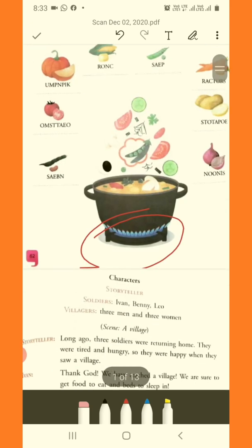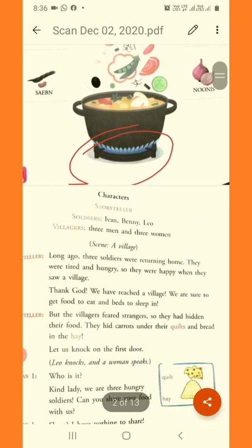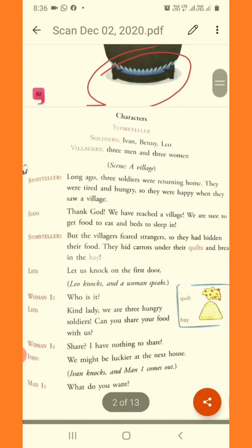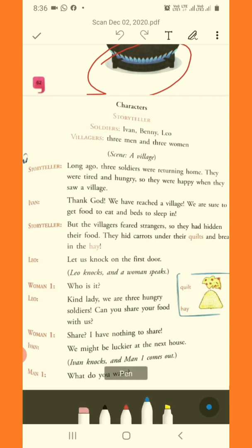So this is basically a drama. Drama means there will be various characters. They will speak out their dialogues and all. Clear? So which are the characters? Main participants. The characters are, there will be a storyteller, someone who will be telling a story. Then there will be 3 soldiers. Soldiers, you know, right? These are people who protect our borders and all, armies and all. The names are Ivan, Benny, and Leo.